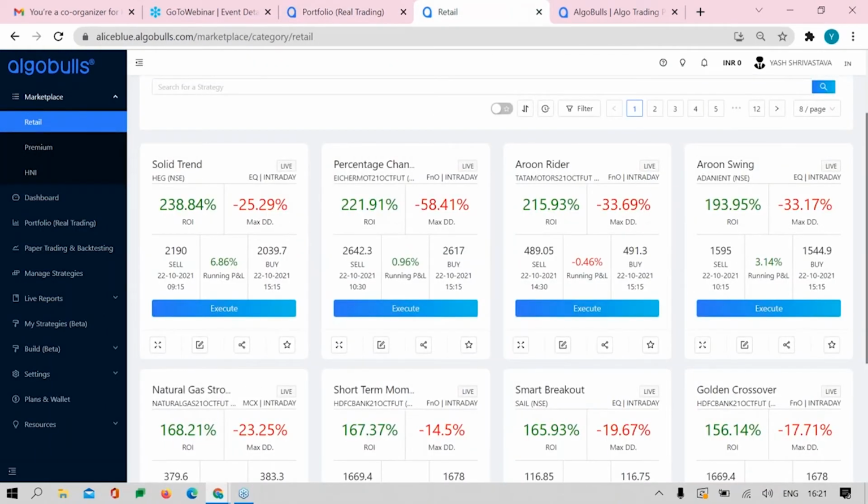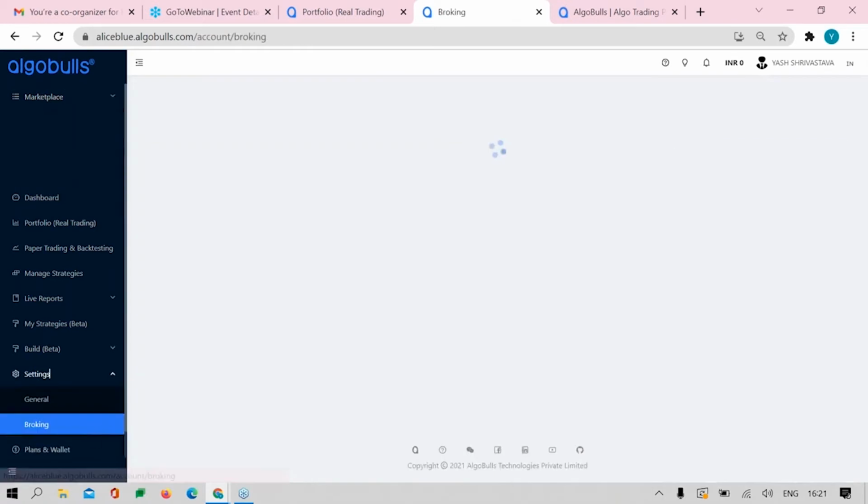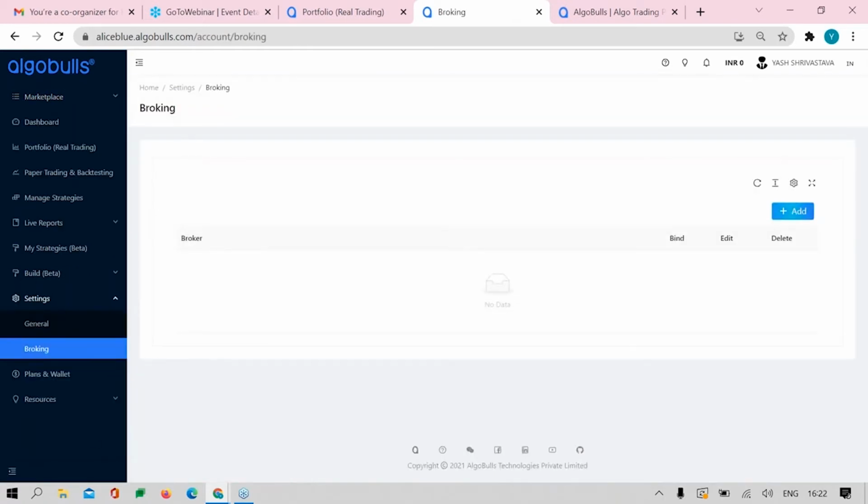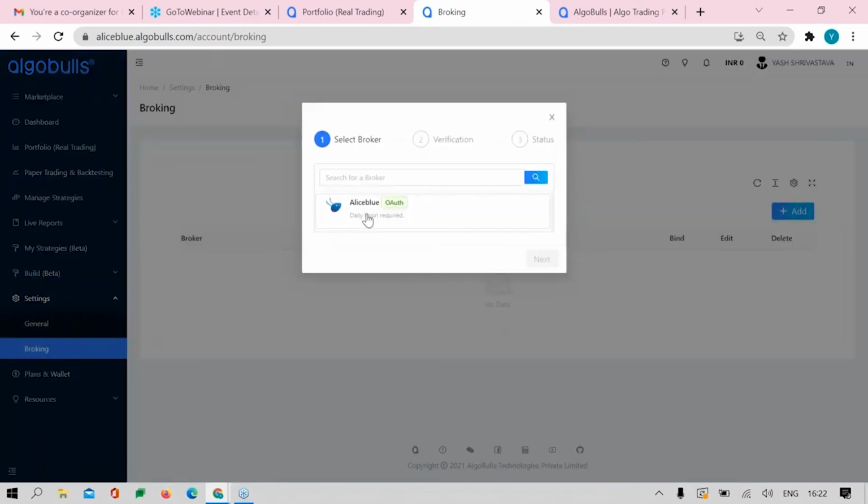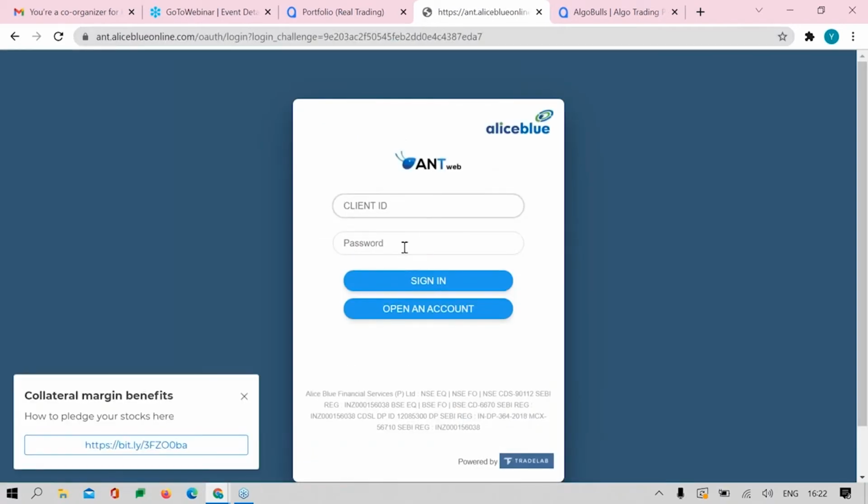So now I'll just tell you how you connect with your brokers. Initially, you can go to the settings, click on the brokers panel and simply click on add. Since this is a solution of aliceblue.algobulls.com, you can just click on Alice Blue and sign in with Alice Blue. Enter your client ID and password, and you can start your trading experience.